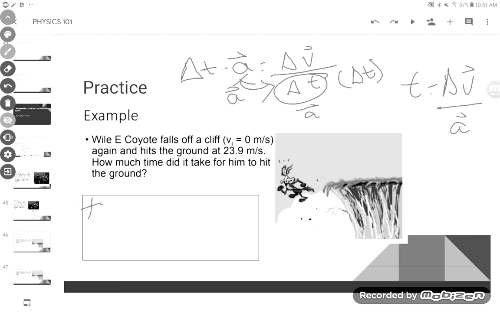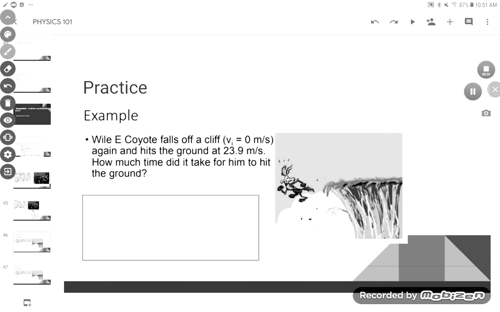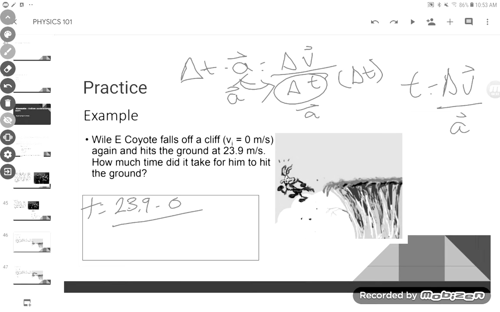So t equals, sorry that this is messy, the Smart Pen does not work very well. Change in velocity, so it will be 23.9 minus 0 over acceleration. The piece of information we don't have again is acceleration, kind of like the hint I gave you at the start. So we're going to use 9.81. He's falling straight down. There's no other forces being applied to him other than gravity. So his acceleration is going to be 9.81.